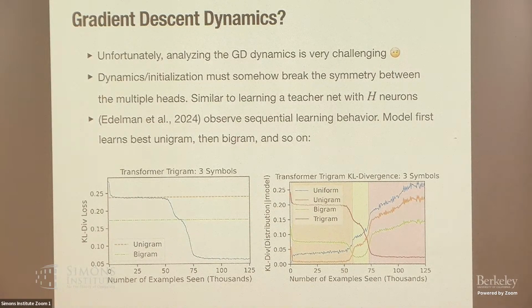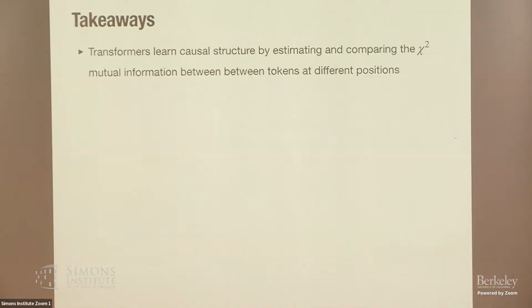Unfortunately, the best bigram is not necessarily a subset of the parents. So to learn this, I think you have to even learn how to undo it. Let me just finish. Yeah, so it's kind of nice to get lucky. The gradients look like some quantity we can recognize, the chi-square mutual information between positions.